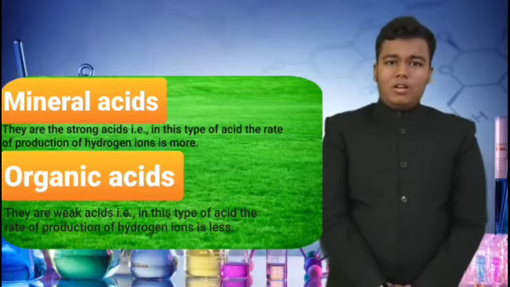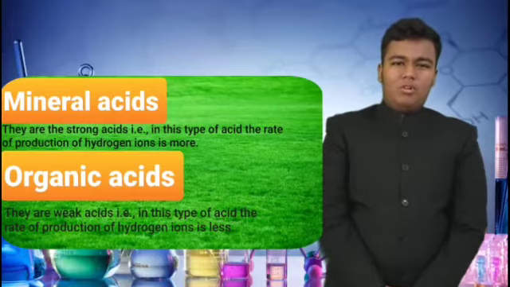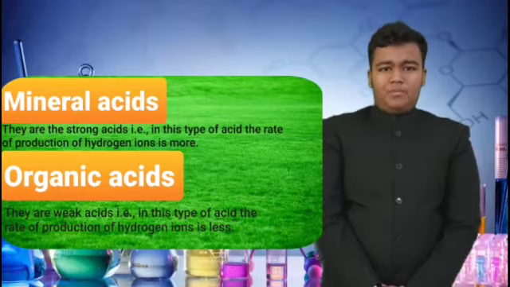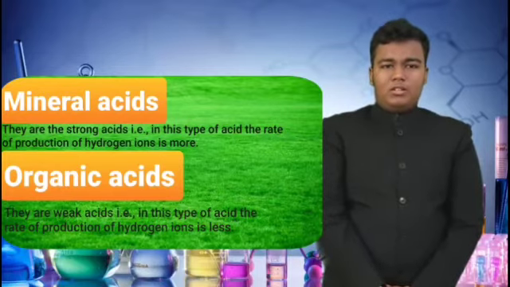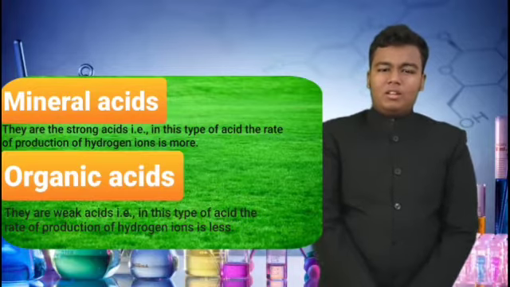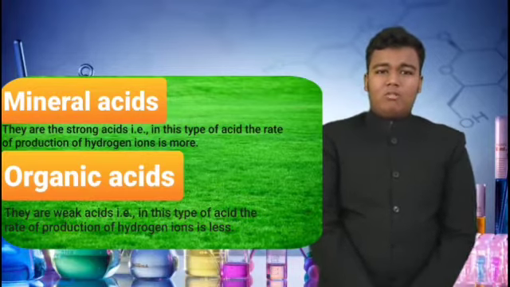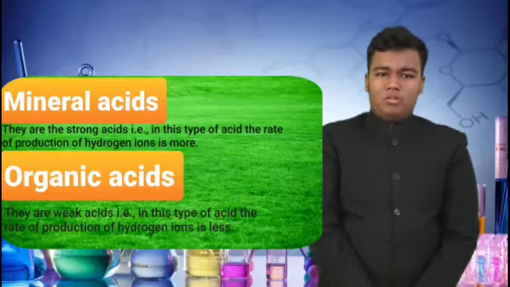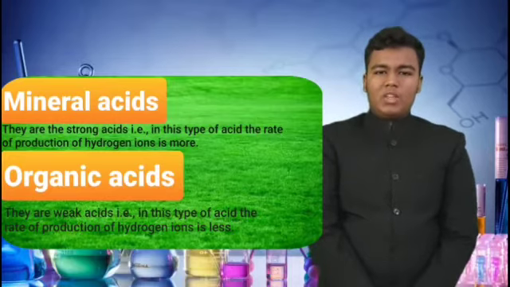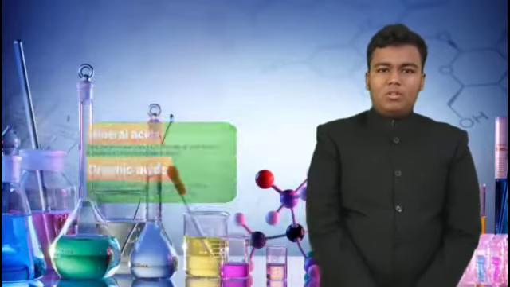Now, what do we understand from the terms strong and weak? Well, the term strong acid means that in this type of acid the rate of production of hydrogen ions is more, whereas in weak acids the rate of production of hydrogen ions is less. This is the basic differentiation between strong acids and weak acids.